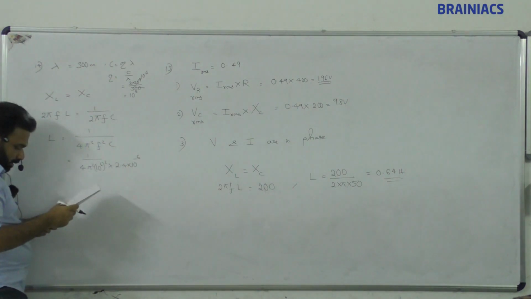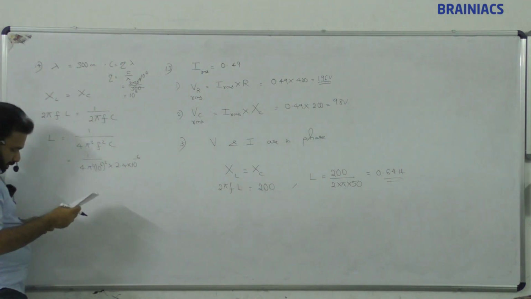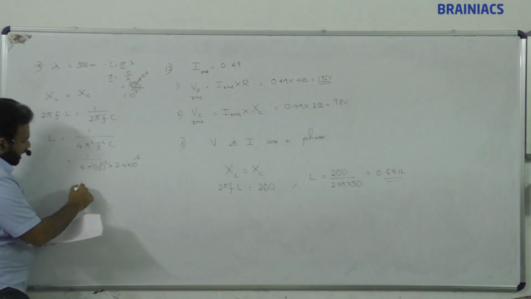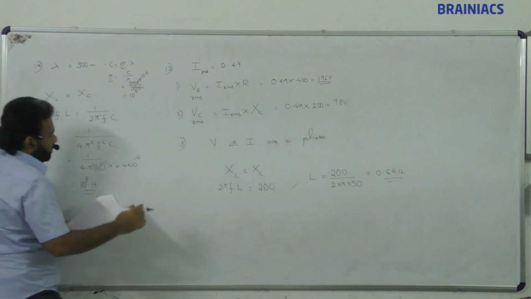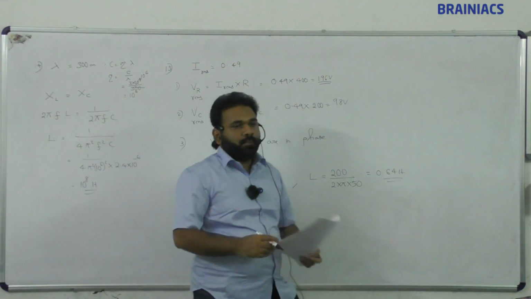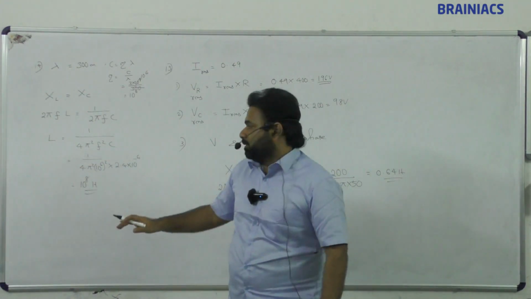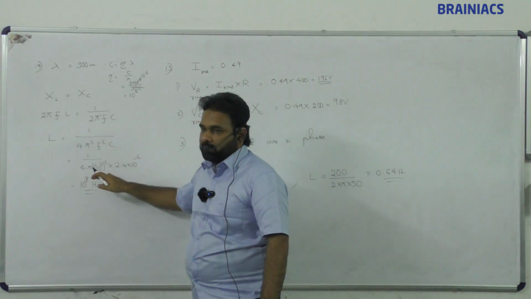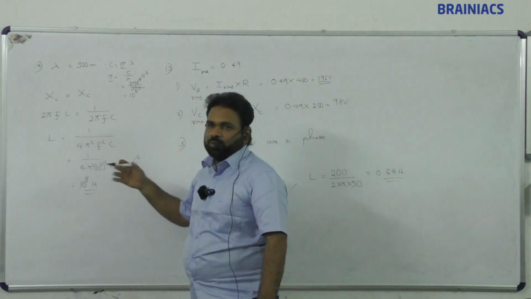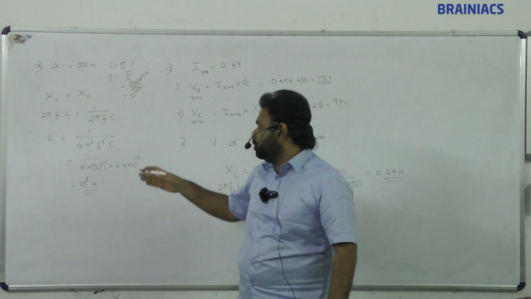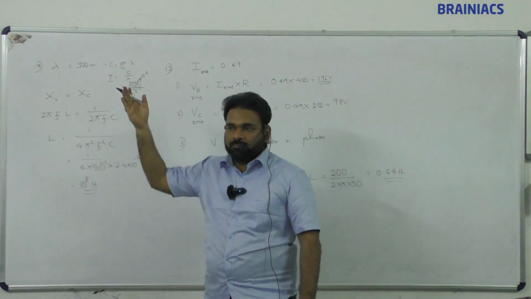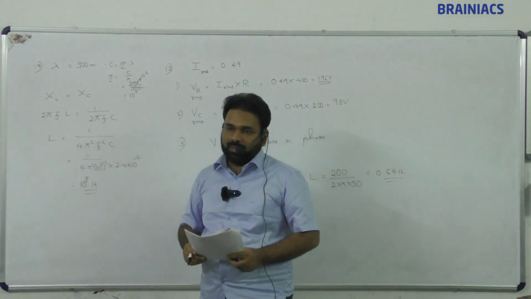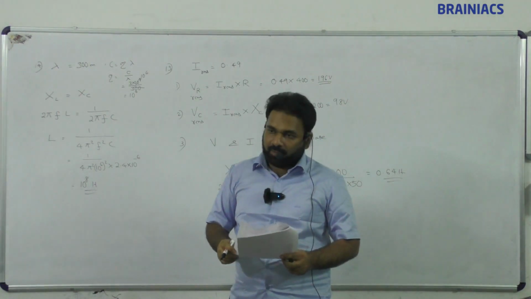Clear? So we need to simplify this. Somewhere around 10 raised to 8 Henry we will be getting. Just do a rough calculation and take the power. Most of the time the options will have 10 raised to 8, then 10 raised to 4, 10 raised to 20, like that. At least there should be that difference. Clear?